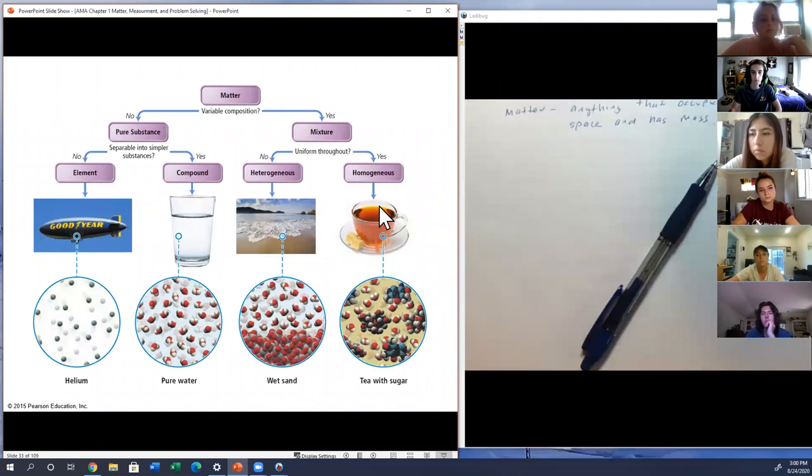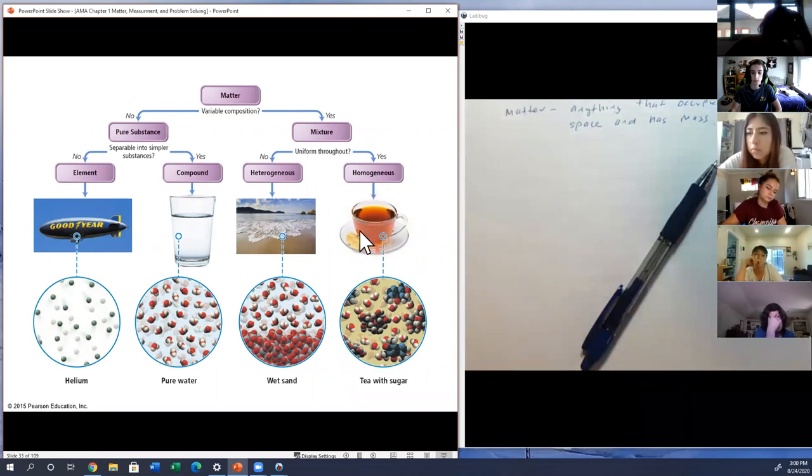Mixtures can be homogeneous, in which case they are the same throughout, right? So a cup of tea is a good example of a homogeneous mixture. This part of the tea or that part of the tea would have the same composition. Sand and water would be an example of a heterogeneous mixture, right? So some parts of it will be pure sand, some parts of it will be water, and depending on where you take a sample, you might get a different substance, okay?